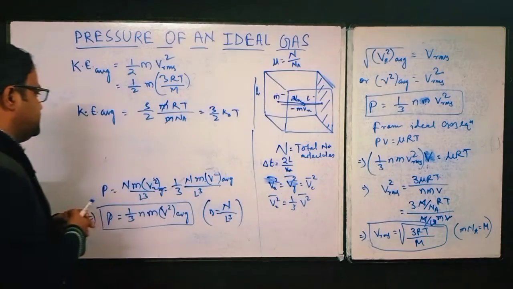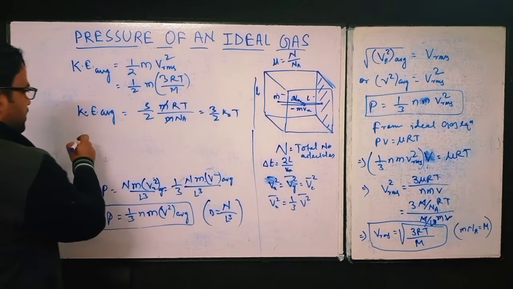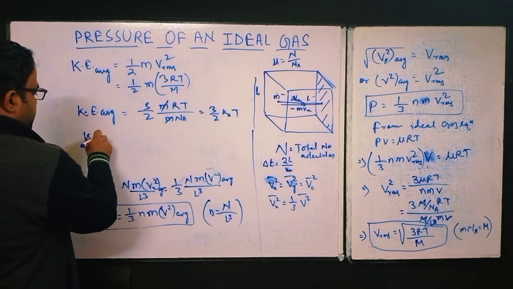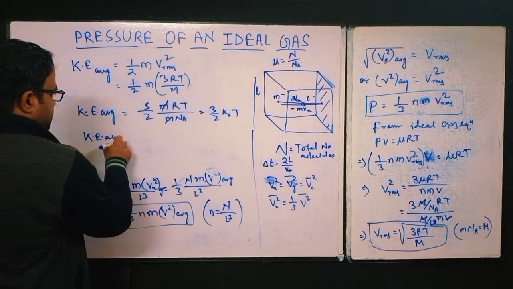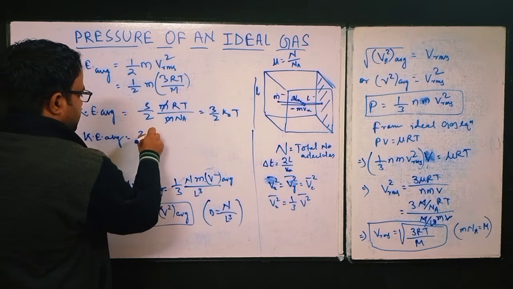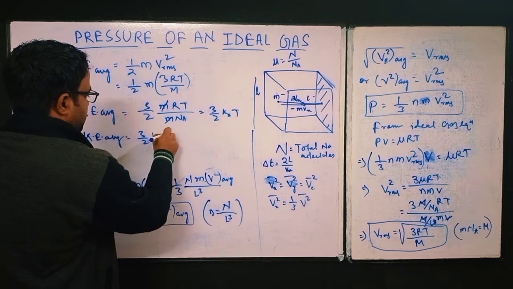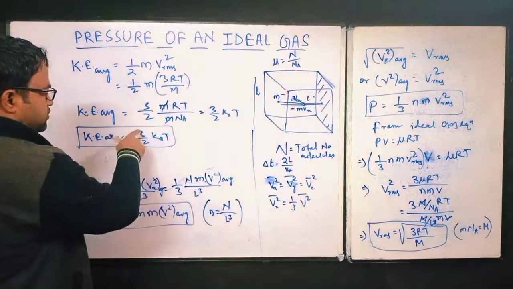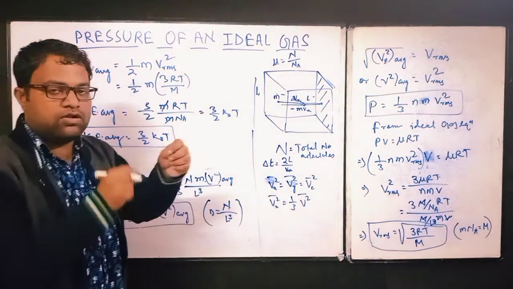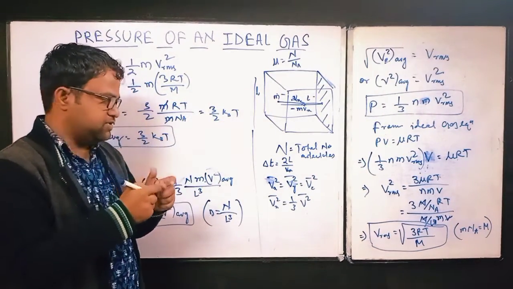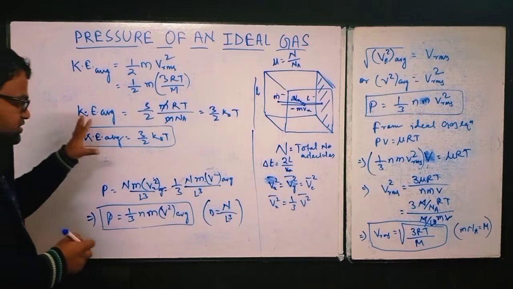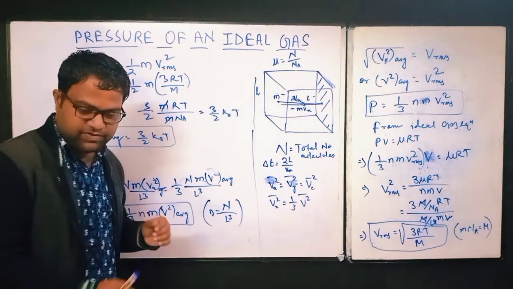This is a very interesting result. So the average kinetic energy came up as 3 by 2 kT for one molecule, and for 1 degree of freedom it will be half kT, so it will be 3 by 2 kT for all the 3 degrees of freedom, right? Okay, so this is the average kinetic energy.